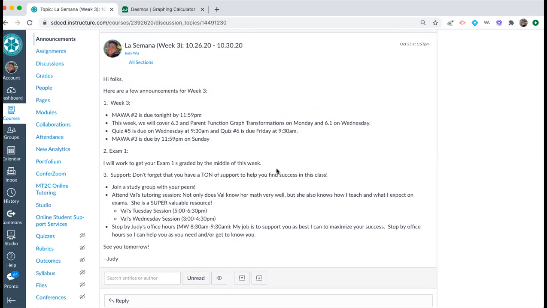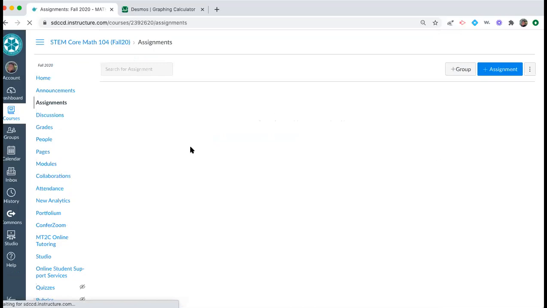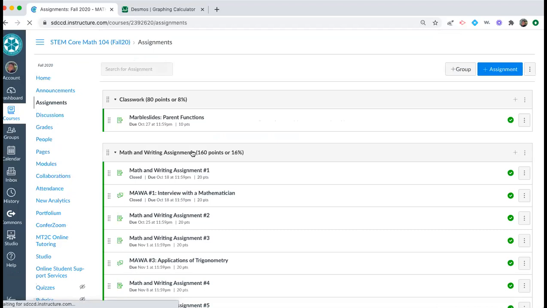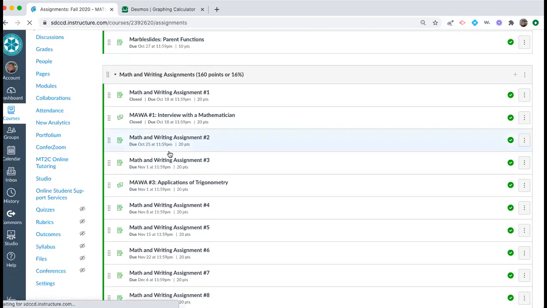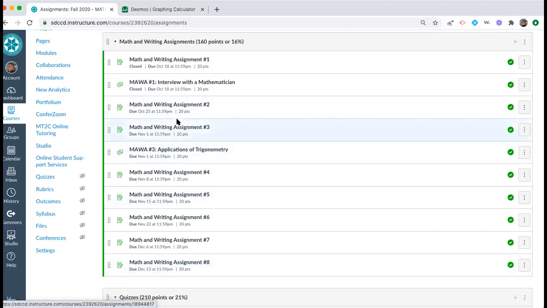So two things then before we move away from Canvas. If you go into the assignments, and I'm not in the student view right now, so yours might look a little bit different. But if you look into the assignments, one thing that I did update was the math and writing assignments. So initially I only had like 2 or 3 of them up, but I posted a bunch of the other ones, I think. So I'm going to go back and just make sure that's all finished. So if anybody feels like they want to work ahead, you're more than welcome to do that.